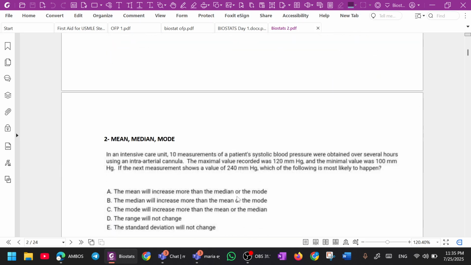In an intensive care unit, 10 measurements of systolic blood pressure were obtained over several hours using an intra-arterial cannula. The maximum value recorded is 120 and the minimum is 100. If the next measurement shows a value of 240, which of the following is most likely to happen?